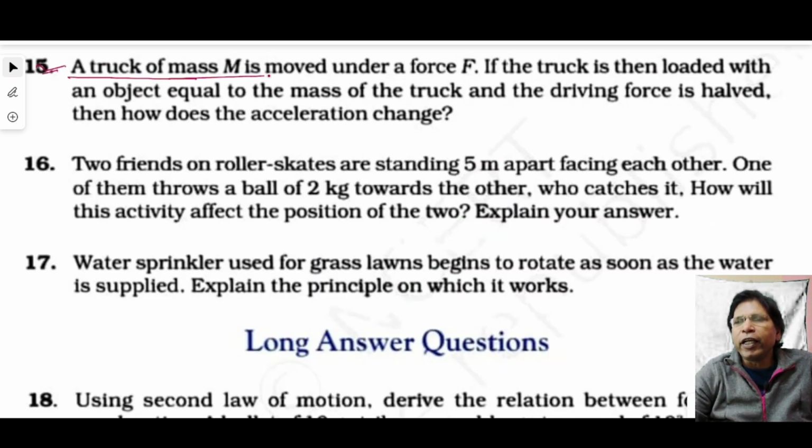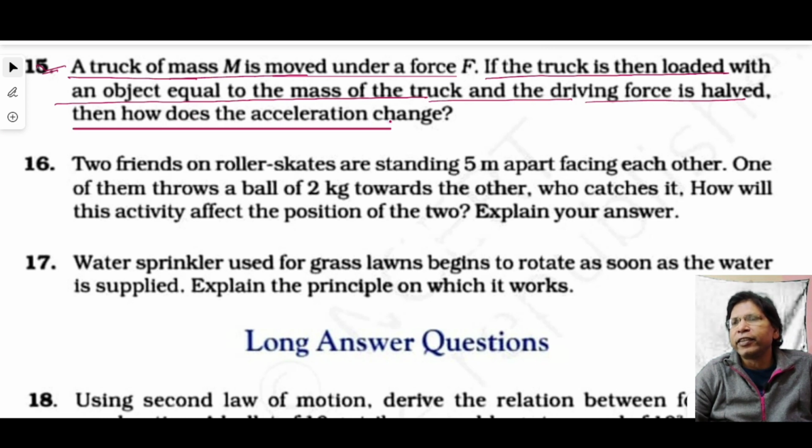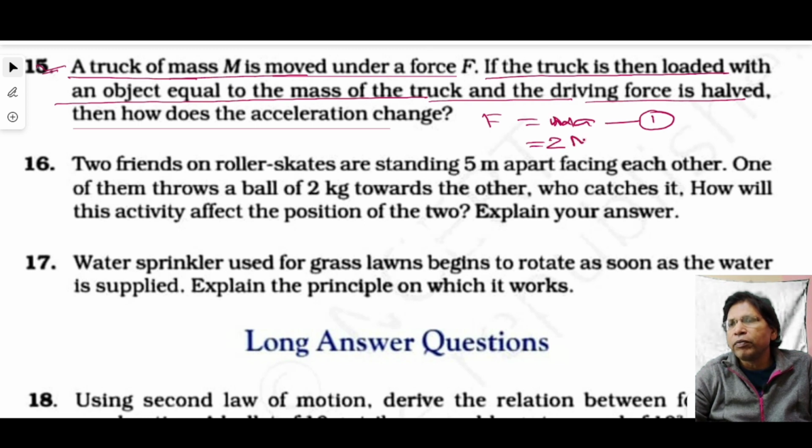A truck of mass m is moved under the force F. If the truck is then loaded with an object equal to the mass of the truck, then the driving force is halved. Then how does the acceleration change? Look at this. Initially, force F is equal to mass times acceleration, equation number 1. If the truck is loaded with an object equal to the mass of the truck, the mass becomes twice m. This is capital M, sorry. So here the mass is twice m, and the driving force is F by 2.